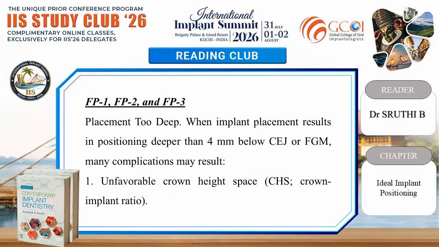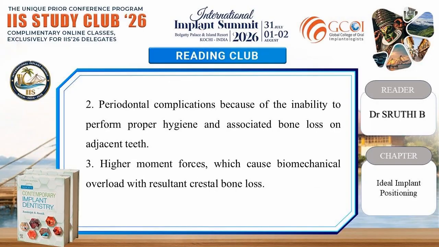FP1, FP2 and FP3. Placement too deep. When implant placement results in positioning deeper than 4 mm below CEJ or free gingival margin, many complications may result. First one, unfavorable crown height space, CHS, crown to implant ratio. Second, periodontal complications because of the inability to perform proper hygiene and associated bone loss on adjacent teeth.